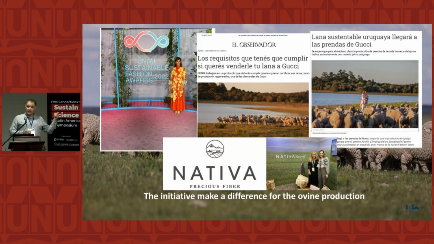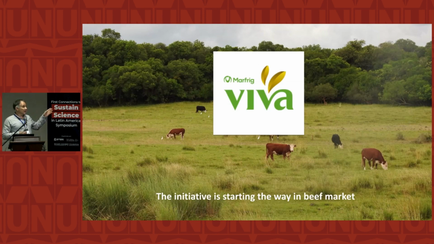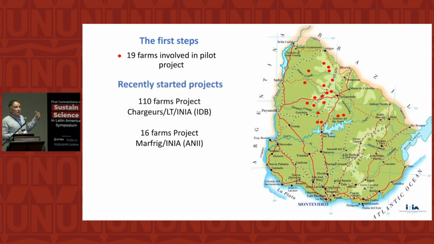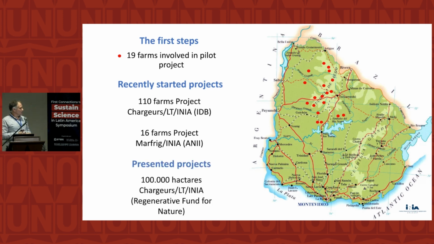But not only the wool sector, also the beef sector is now starting to migrate some brands of high quality meat to Viva Regen, a brand where beef comes from regenerative systems. We started with these red points, the first pilot farms, and we continue growing. Now we are in a recent project working with 126 more farms, and we are waiting for the approval of a new project to work with 100 more.